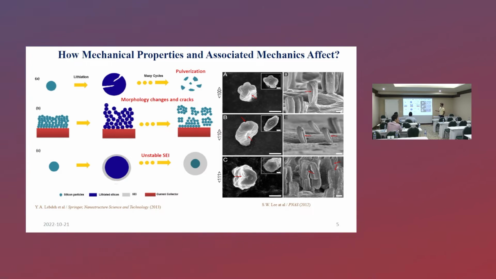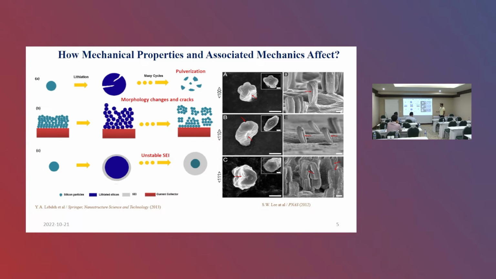The next is morphological changes. Of course, there are phases that change because of this lithiation. For example, for silicon, there are 6 phase changes throughout the process. These phase changes can also cause cracks in your electrode.